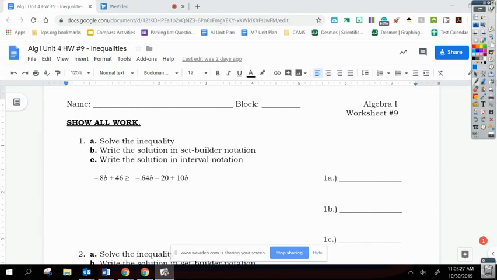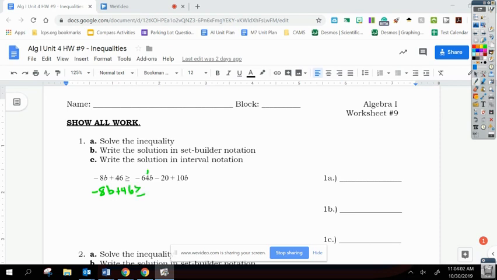Worksheet number 9 was talking about inequalities. We are essentially solving, graphing, a couple of word problems, and talking about set builder notation and interval notation in a bit more detail. Question number 1, a lot of these answers are not nice, so be prepared for not nice answers. The left-hand side is 5, it's negative 8b plus 46.